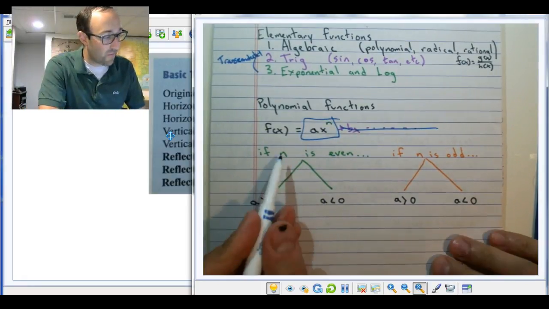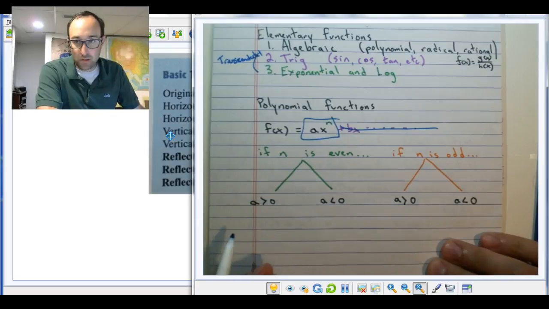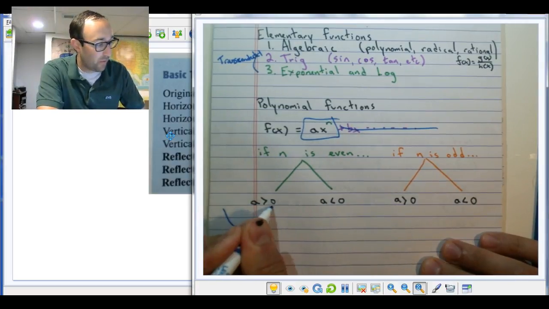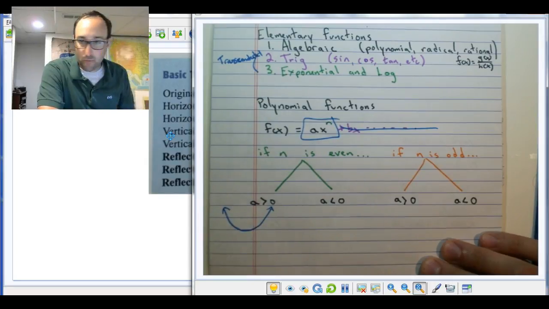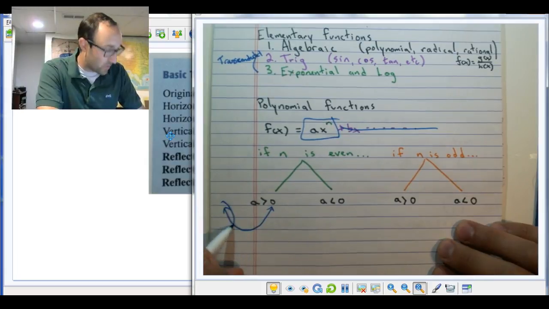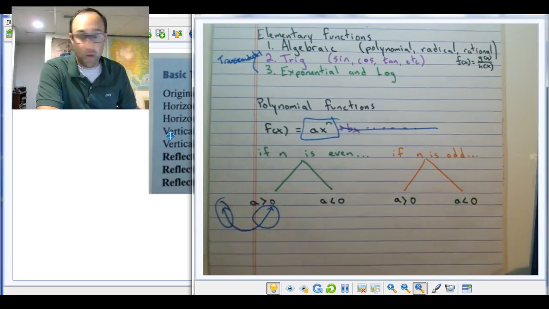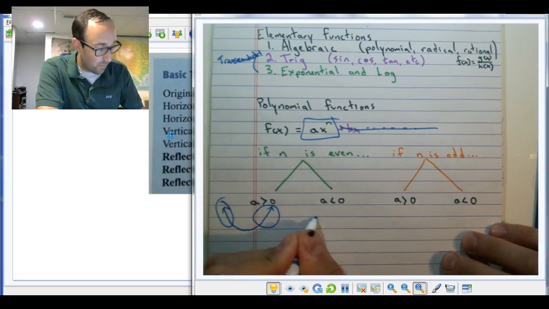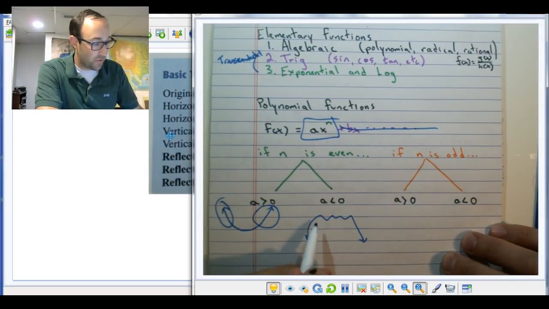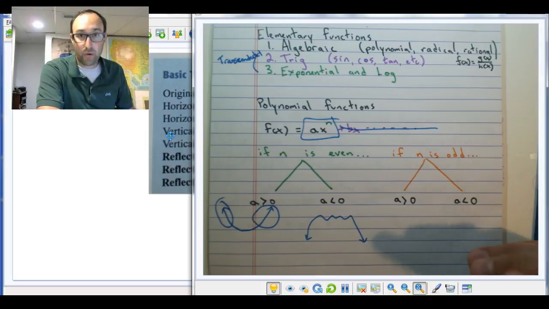So we know if n is even and a is greater than 0, that means you're going to end and start up. The middle of this graph might wave around a lot, but we don't really care. All we're talking about is the end behavior. We care about this part, and they're both going up. If a is less than 0, they're both going to be going down. There might be some waves in here. It might just be looking like a parabola going down.